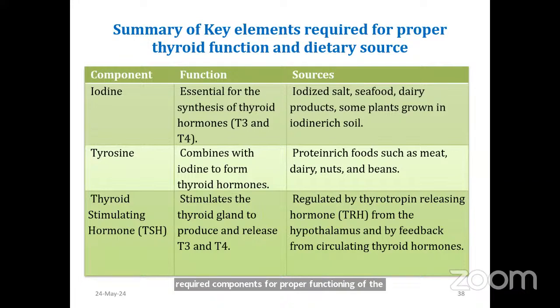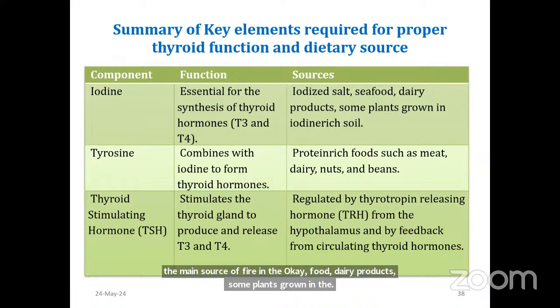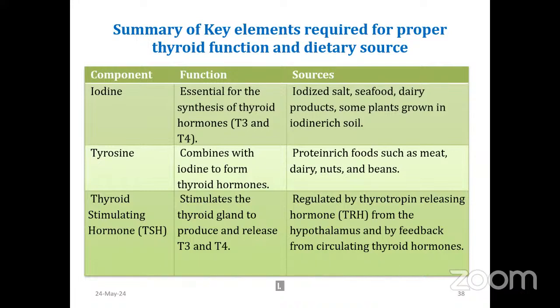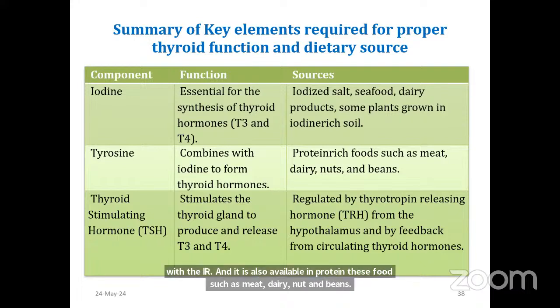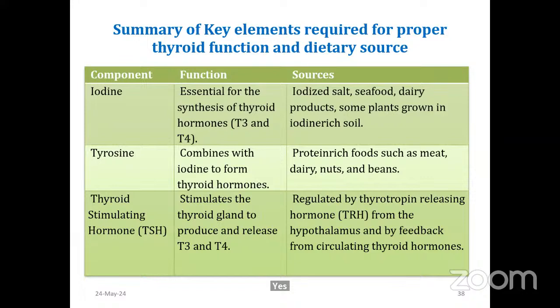This is essential for the synthesis of thyroid hormone, and the main source of iodine is iodized salt, seafood, dairy products, and some plants grown in iodine-rich soil. Tyrosine is also very important because it combines with the iodine to form the thyroid hormones, and it is also available in protein-rich food such as meat, dairy, nuts, and beans. TSH stimulates the thyroid gland to produce and release T3 and T4, and it is regulated by thyrotropin releasing hormone, which is secreted from the hypothalamus and by the feedback from circulating thyroid hormones.